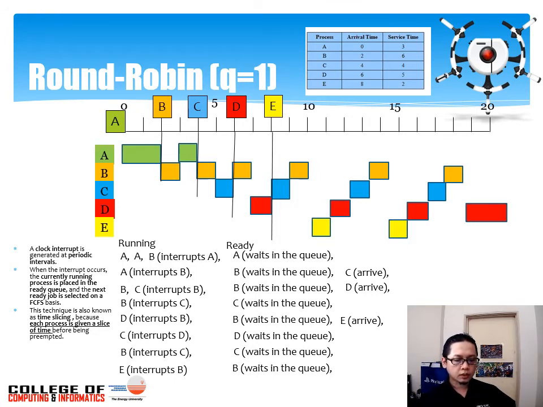Any process will then execute until finish, until it has no competition at all. So it will need to execute according to the service time that is stated here. As you can see, A still executes 3 times, B executes 6 times, C 4, D 5, and E 2. The process continues until all the required service time is serviced by the CPU.